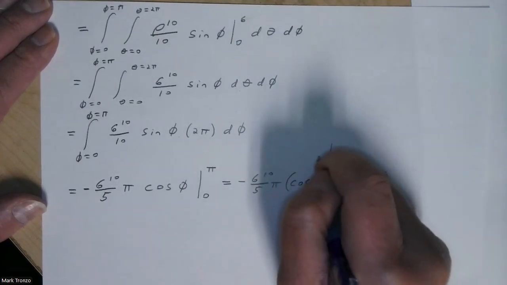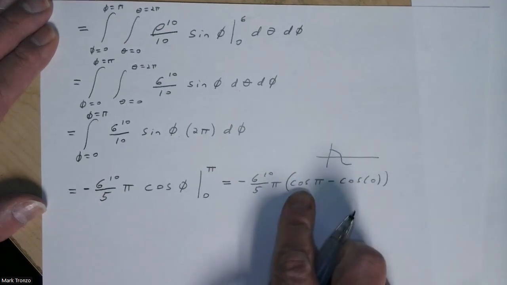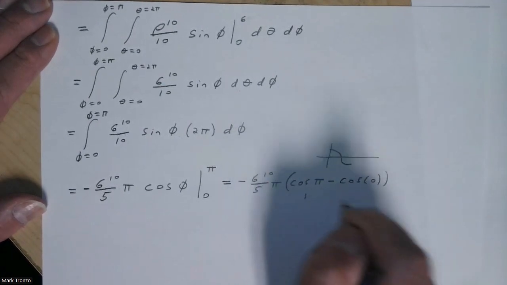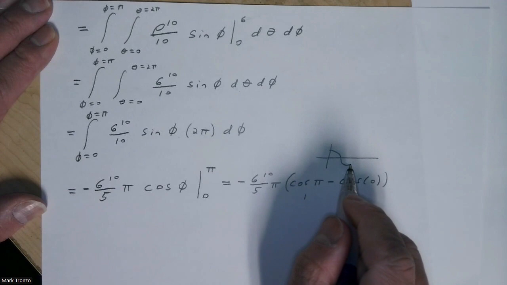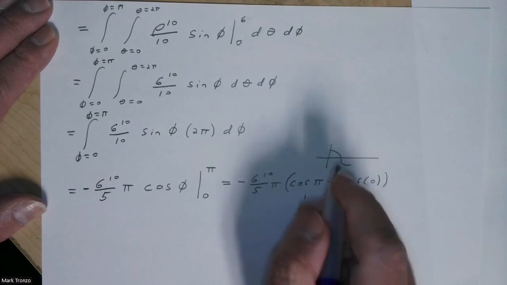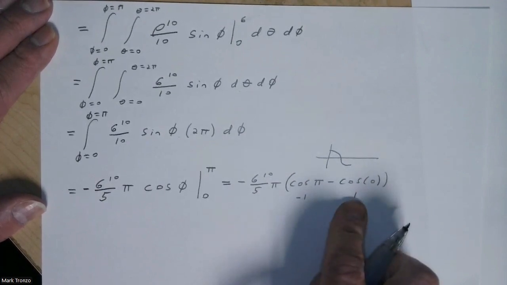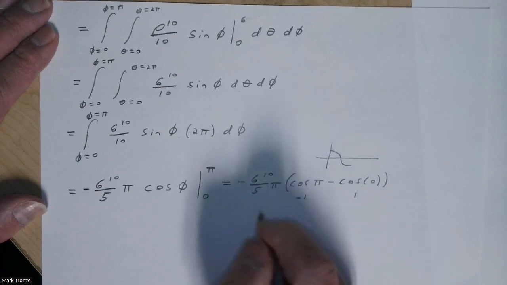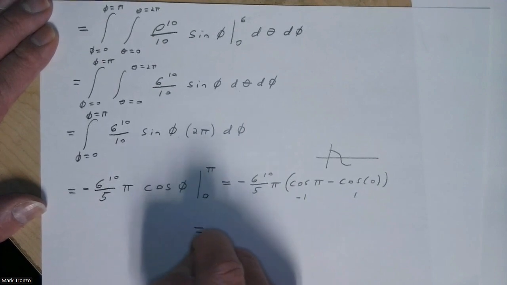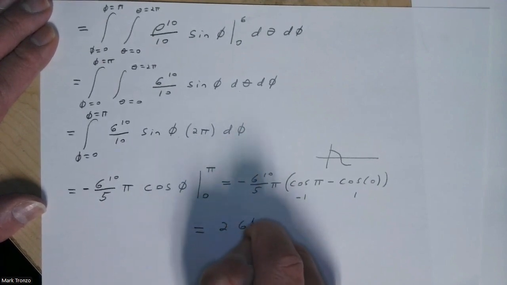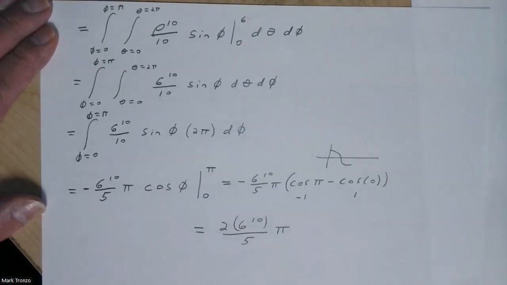And of course, if you think of cosine, it's going to go like this. So at 0, this is going to be 1. And then at pi, it'll be negative 1. So we'll end up with negative 1 minus 1, so it'll be a negative 2. So negative 2 and the negative here will cancel. So we have 2 times 6 to the 10th over 5 pi like that.